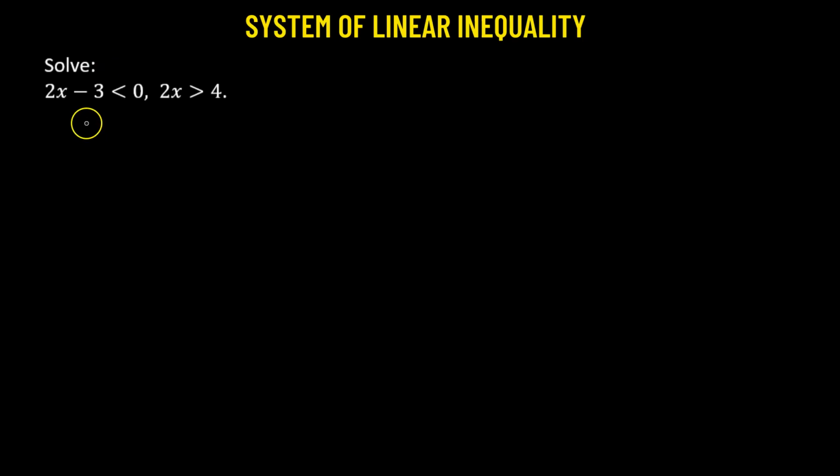So we have a system of linear inequalities and we need to find a solution. Let's begin by first considering the inequality 2x minus 3 is less than 0. We'll transpose 3 to the right hand side to get 2x less than 3. Now what we want to do here is make the coefficient of x equal to 1. So that means we will need to divide both sides by positive 2.